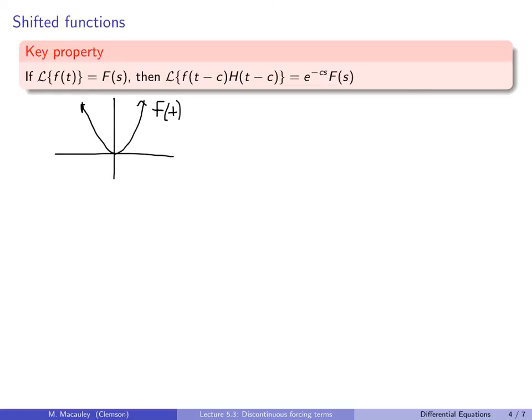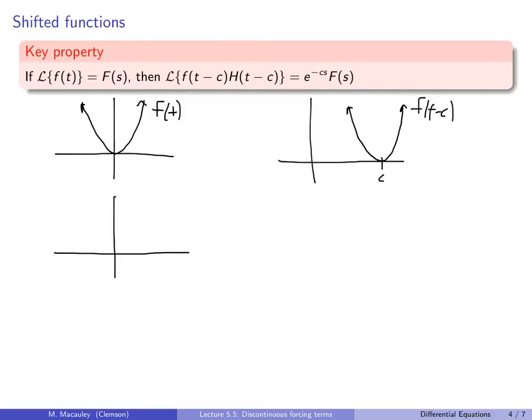Now, I'm sure you know that if you want to shift this function by c, then that function is just f of t minus c. It's just basic high school algebra. Okay, so now let's look at this function, f of t times h of t. If we multiply this function by a Heaviside function, that chops it off left of the origin.